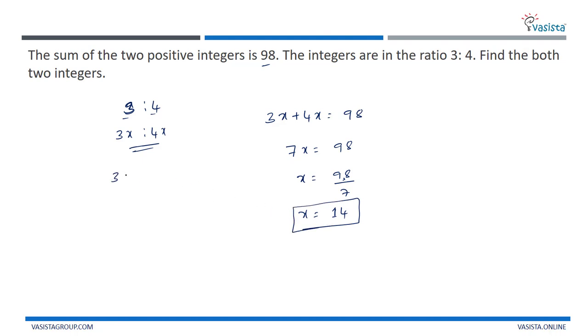So 3 into 14, that is the first number: 14 3s are 42. Second number, 4 into 14, how much? That is 56. Add them: 6 plus 2 is 8, 5 plus 4 is 9, 98 is coming. So the two numbers are, one is 42 and the second one is 56.